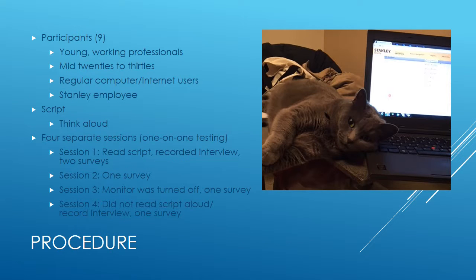9 people were asked to participate in the usability testing of eServices. The majority of participants are young working professionals and college graduates, ages 26 to 35. On average, each participant spends at least 30 hours a week on the internet for either work or primarily social media and e-commerce. Only 1 participant was a Stanley employee who had previous exposure to the website. This participant is in her 50s and is not a heavy computer user outside of work.